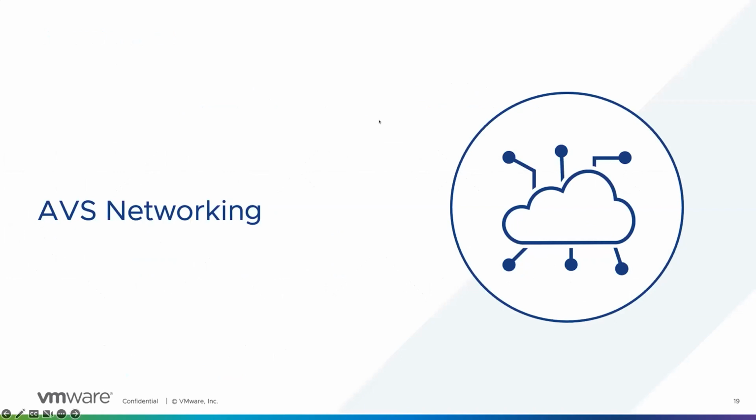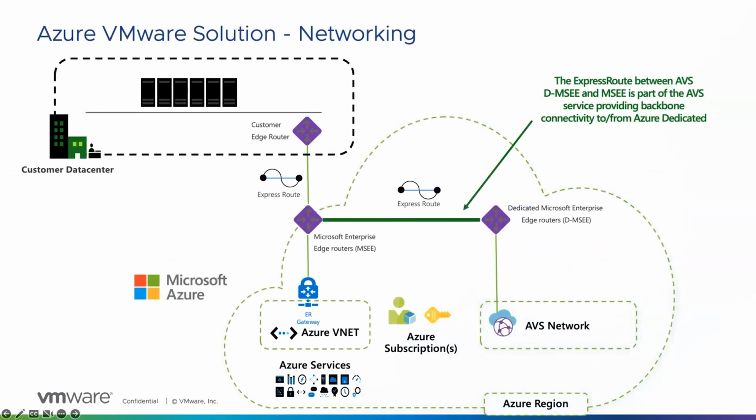I now just want to go, at a very high level, over some of the connectivity and networking of AVS. This is really our standard architecture for AVS. Here we have the on-premises environment connecting to AVS via an ExpressRoute. An ExpressRoute is not required for AVS. You can also use a VPN connection, but we highly recommend ExpressRoute because it creates a very seamless experience. Once the Azure private cloud is provisioned, you're going to get 2 Microsoft Enterprise Edge routers.